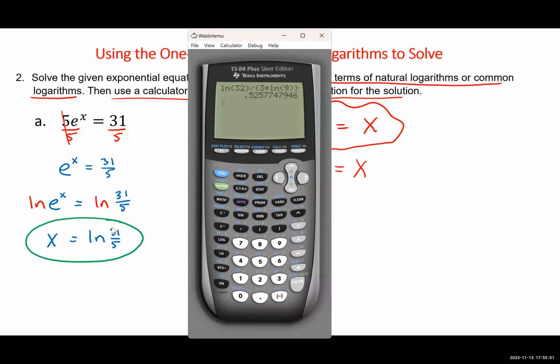So what is the natural log of 31 over 5? Again, I have no idea. I need a calculator for that. Natural log 31 divide by 5. Yeah, it's about 1.8, 1.82, 1.825, depending on how many decimal places you need to round to.